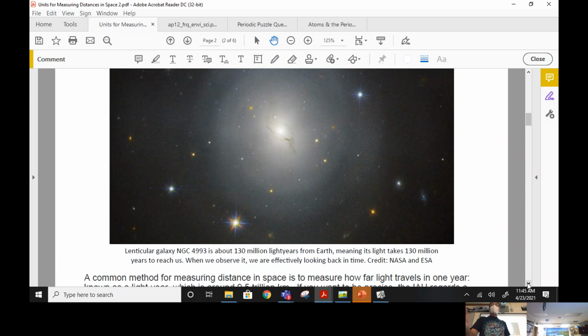Now let's turn this around. What if there was an intelligent race in that galaxy looking at Earth? If they look at us today, would they see you and me? They'd see what the Earth was like 130 million years ago. They would see dinosaurs walking around. That's how long it took light to get there from here.